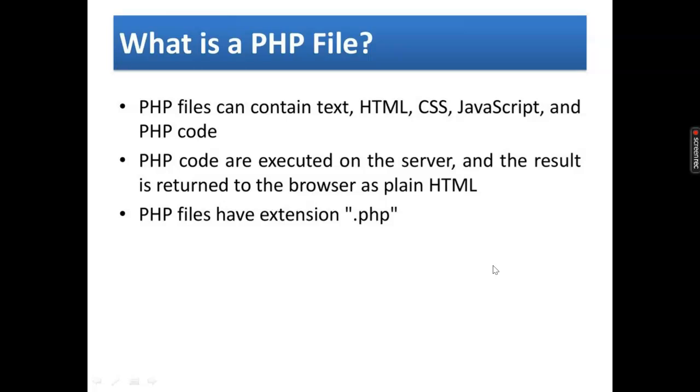What is a PHP file? A PHP file can contain text, HTML, CSS, JavaScript and PHP code. PHP code is executed on the server and the result is written to the browser as plain HTML. PHP files have the extension .php.